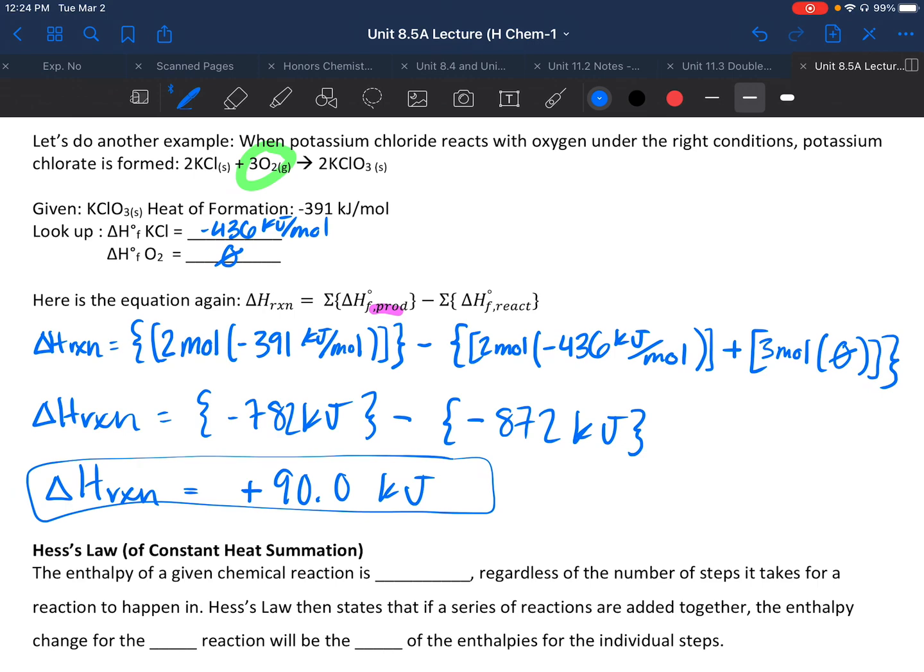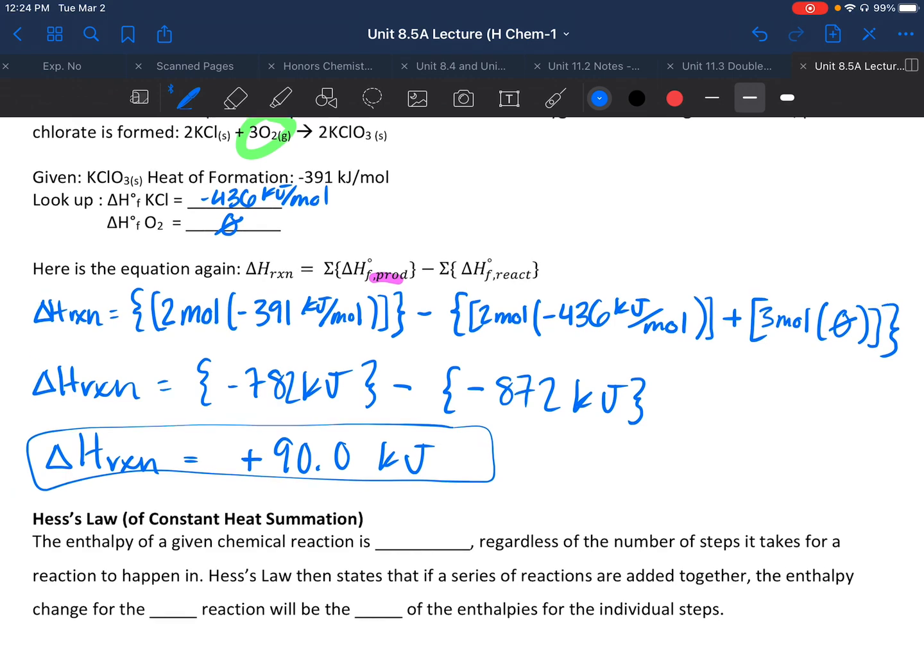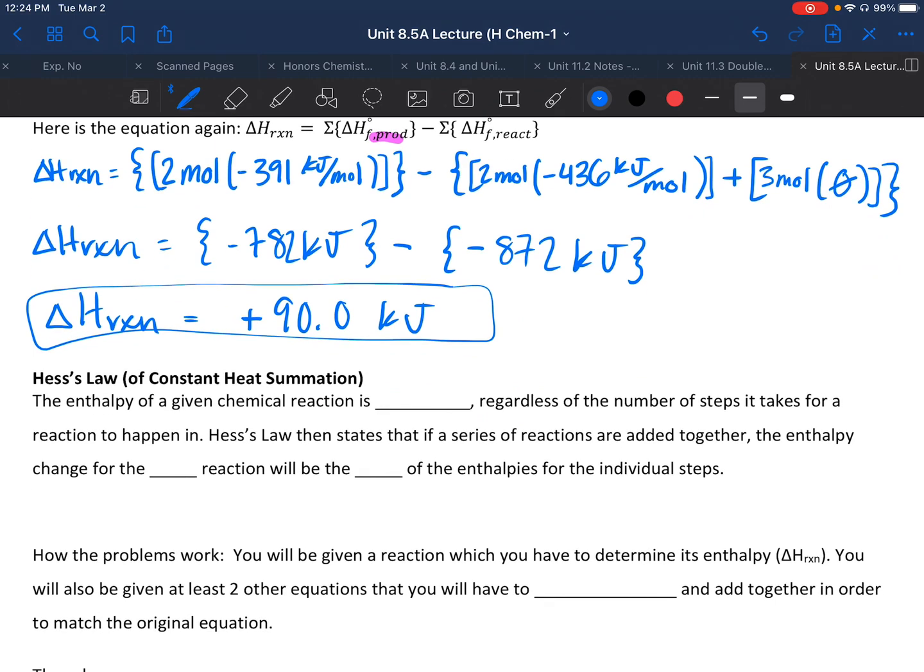Now we're going to talk about using Hess's law. And so, mentioning it again, if you have an enthalpy of a given reaction, it is constant no matter how many steps it takes to get to the end. And so Hess's law then states that if you have a series of reactions that you add together, the enthalpy for your net reaction will then just be the sum of the enthalpies of the individual steps.